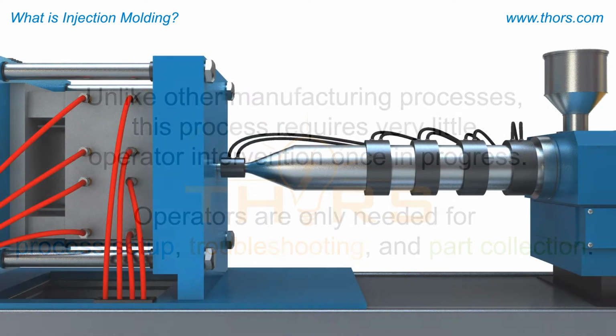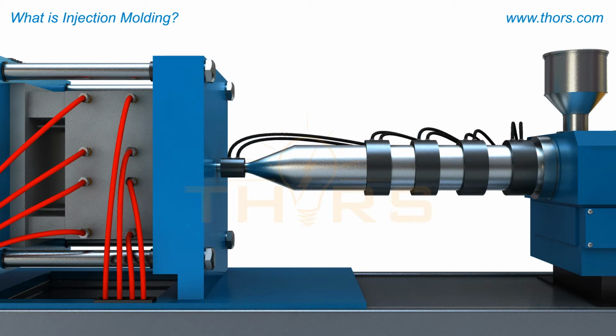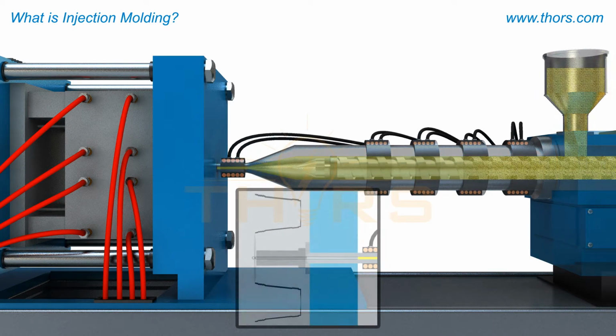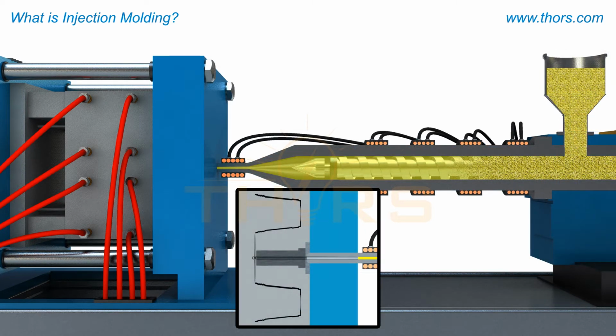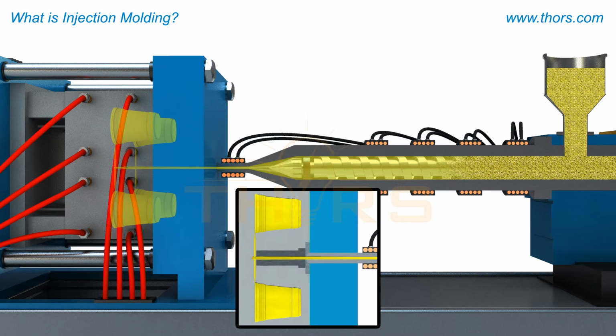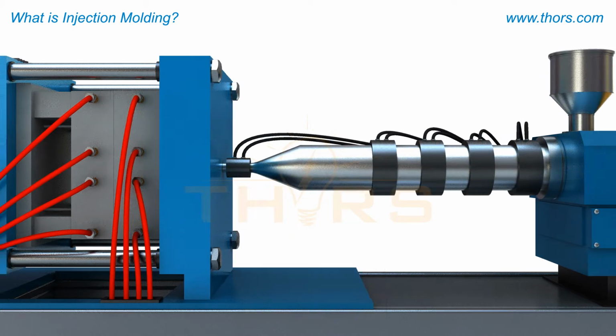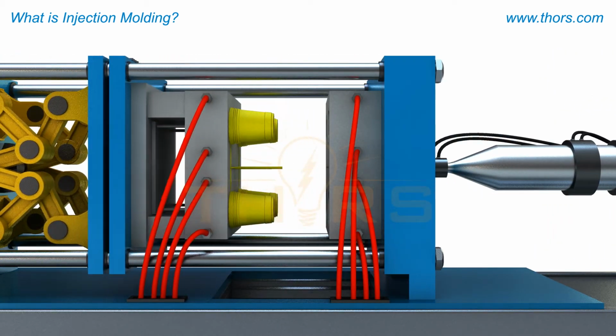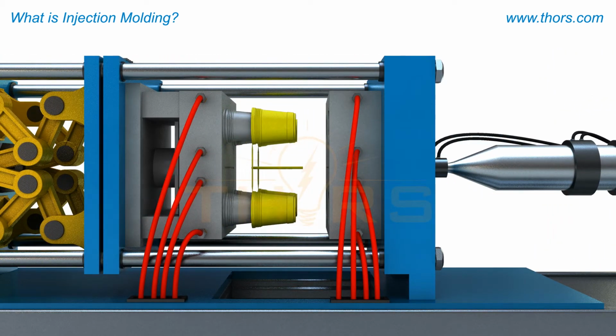The basic concept of injection molding is to take a solid plastic material, melt it into a liquid during plastification, force this liquid into a three-dimensional cavity during injection, and solidify the material into a part during cure and ejection.